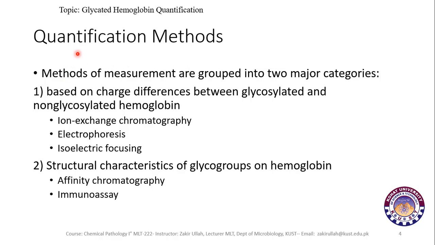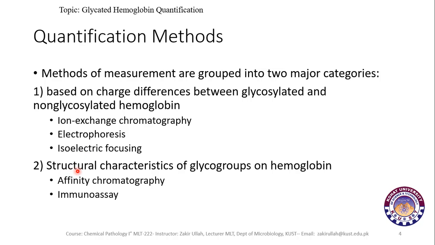The quantification methods of glycated hemoglobin are grouped into two major categories. The first one is based on the different charges between the glycated or glycosylated and the non-glycosylated hemoglobin. First of them is ion exchange chromatography. The second one is electrophoresis, and the third one is isoelectric focusing.